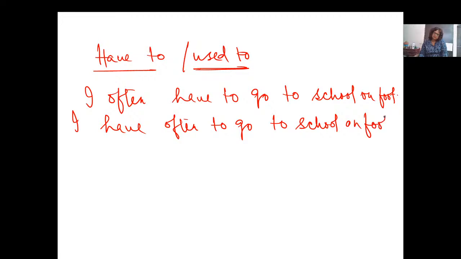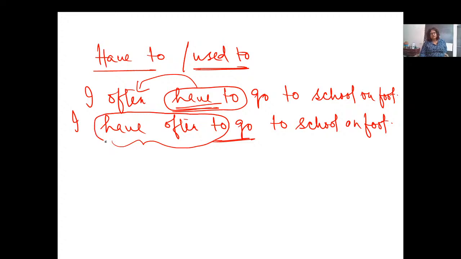If you get two sentences, we just have to remember that when our verb is have to, this is a modal auxiliary verb. So before have to, we have to take often. But in the second sentence, I have often to go, no, it is have to. So before have to, we have to take frequency adverbs. So between these two sentences, the first sentence is right, the second sentence is wrong.